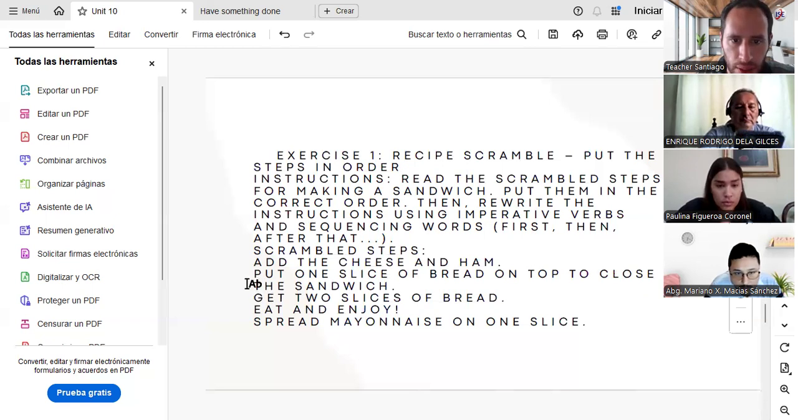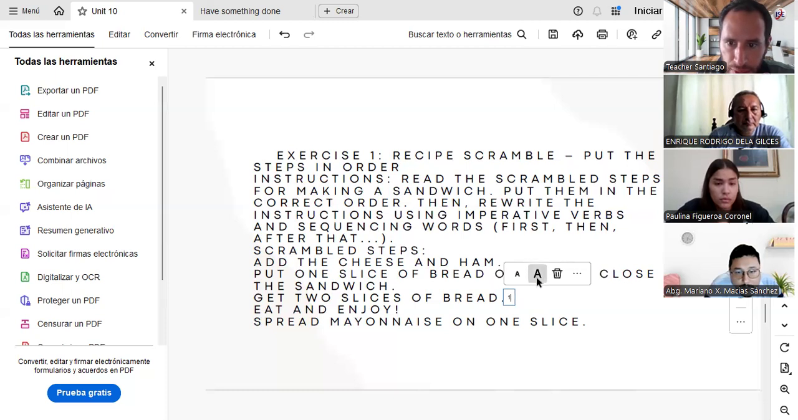Put a slice of bread on top to close the sandwich. Get 2 slices of bread. Eat and enjoy it. Spread mayonnaise on one side. What do you think is the first one? I think the first is get 2 slices of bread. Get 2, that's right. Good. First one. Let me make this bigger. Okay, second one.